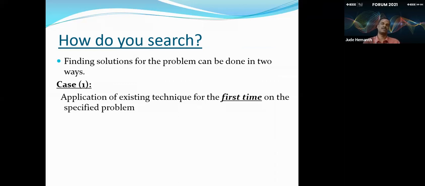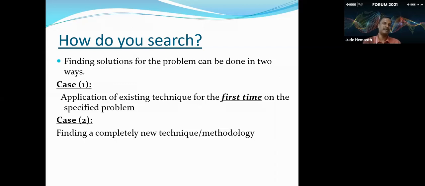So this is one methodology. So when you choose a rare application, then definitely you have a chance. This I'm going to call case one research because we are going to have this definition throughout our presentation. Case two, finding a completely new technique or methodology.